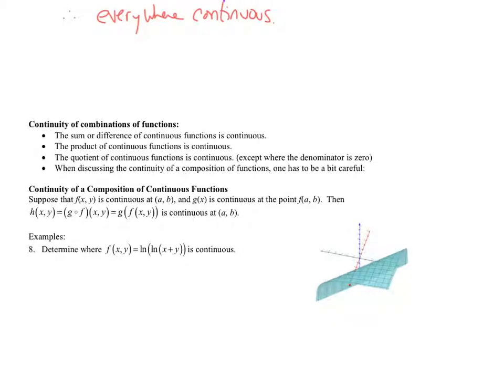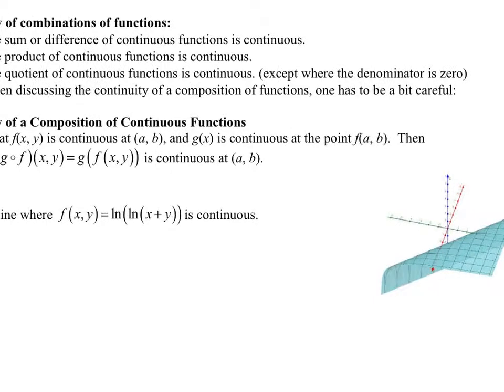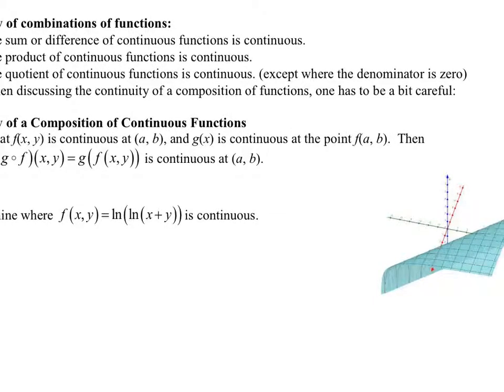Number 8, just an expansion on some Calc 1 ideas, nothing too crazy. Continuity of combinations of functions. Sums or differences of continuous functions are continuous. So if I take the sine function and x squared, for example, in 2 space, they're continuous functions everywhere, both of them. If I add them together, the result will also be continuous. If I multiply them together, it'll be continuous. If I divide them, except for where it would be undefined, it would be continuous.